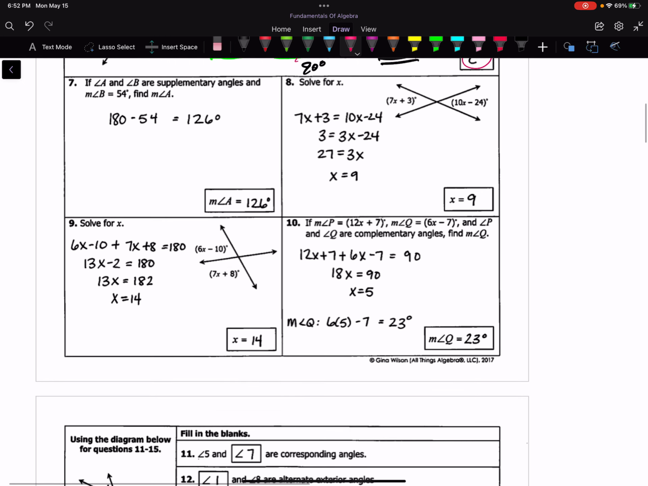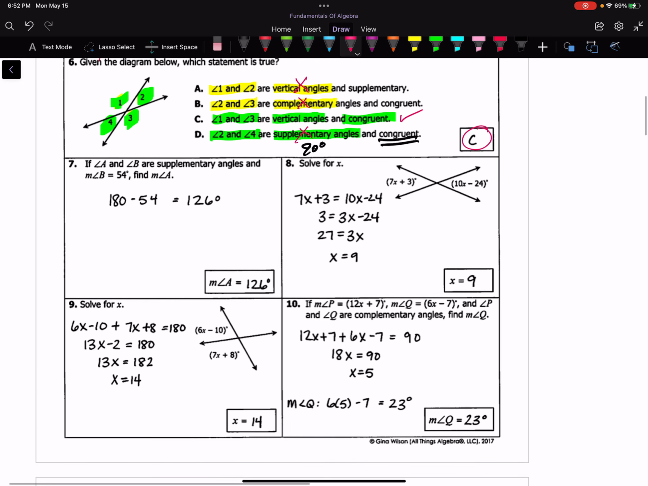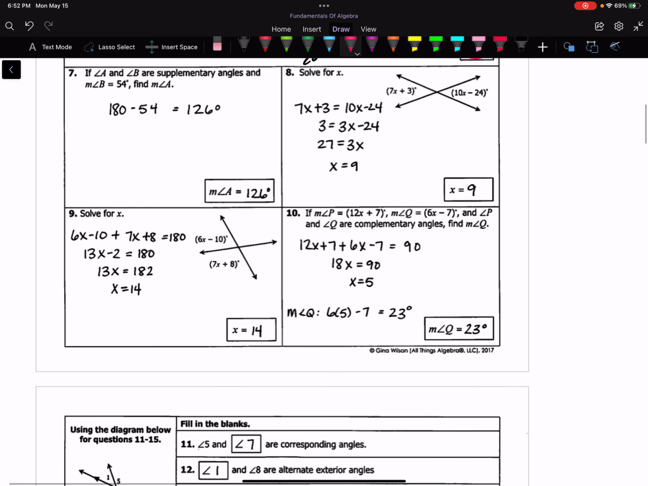Number 7, if angle A and B are supplementary. Supplementary is what?